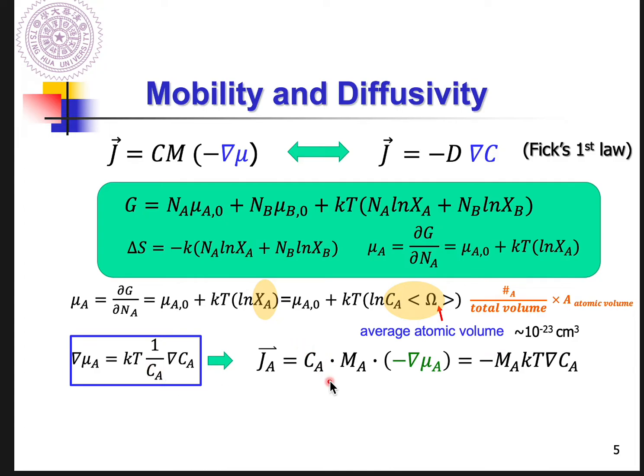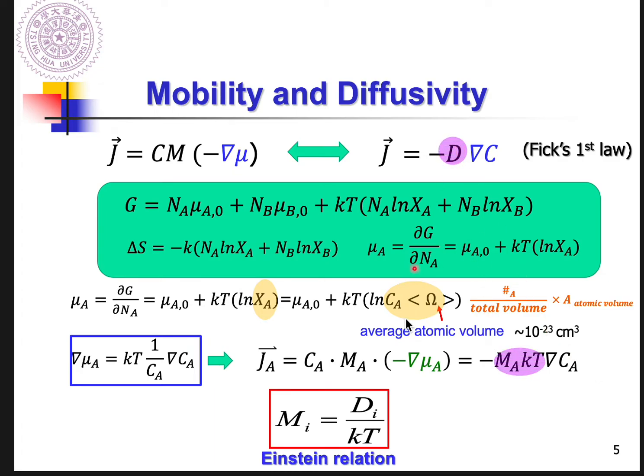So what is left is kT, M_a, and the concentration gradient. So when you compare this, you get that the diffusivity of this material equals the mobility times k and T. So here you have some idea about the relationship between the mobility and diffusivity in your material.